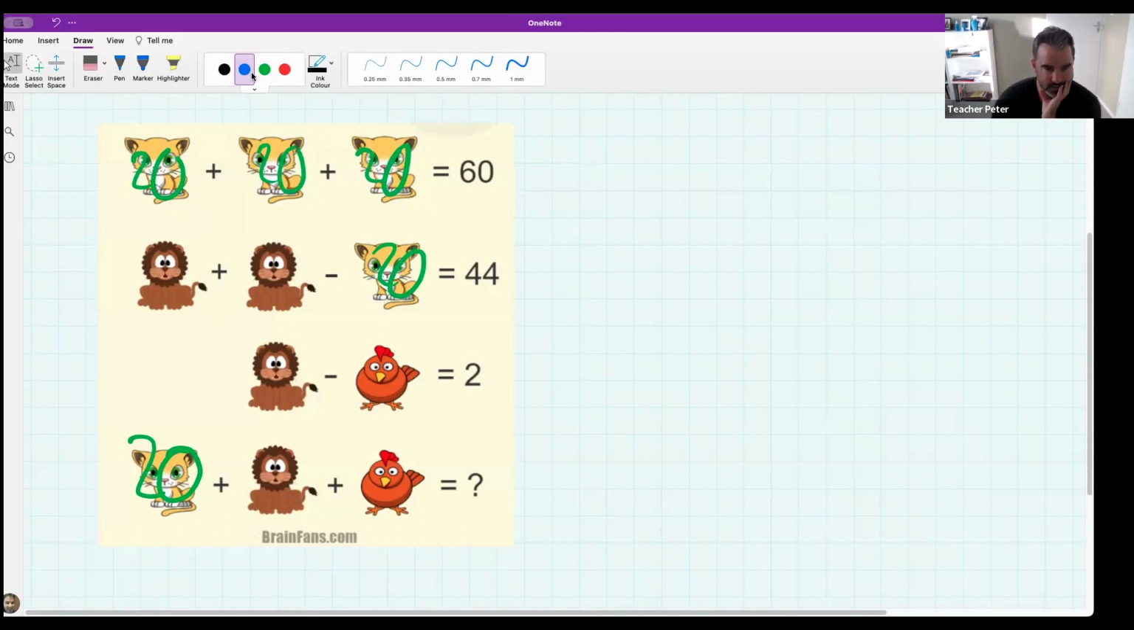Now what about Simba the lion? Do you know that Simba is the word for lion in Swahili from East Africa? That's where the Simba comes from. So what is the lion? I don't think the lion is 12 because 12 plus 12 would be 24, and 24 minus 20 is 4, not 44. So I don't agree with you on the 12, but using the magic of mathematics, if I add 20 to both sides, I know that two lions are 64.